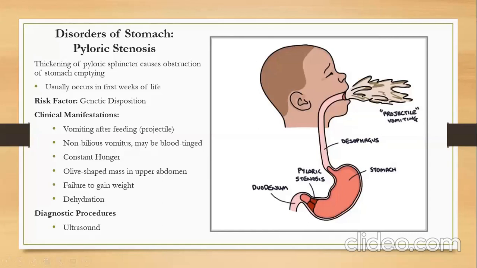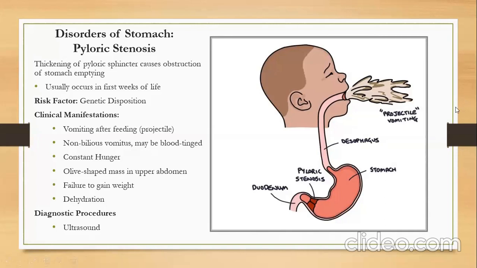All right, last disorder that we're going to talk about tonight is going to be pyloric stenosis. Pyloric stenosis is a pediatric issue. It causes obstruction. That's different. Now, you could have stenosis caused by scarring, but the condition pyloric stenosis is referring to the pediatric condition which occurs in the first weeks of life.